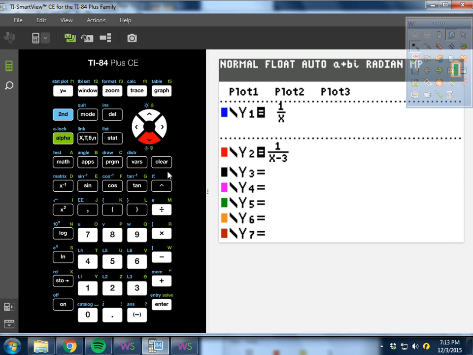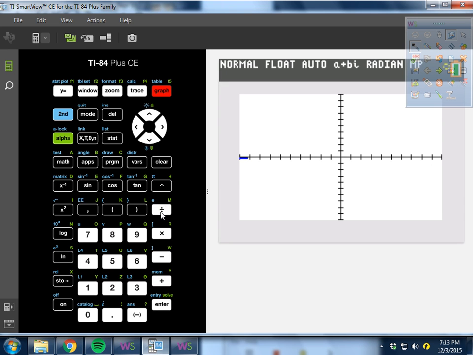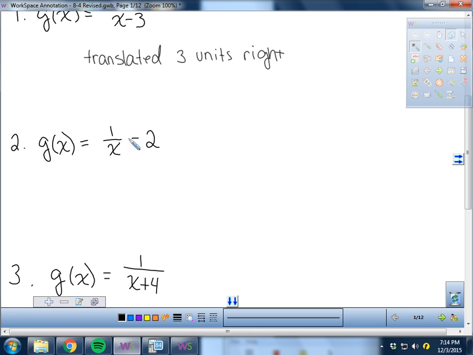So let's take out this bottom one, and let's do 1 over x, and then minus 2. Take a look at that. So here's my first one, my parent graph. Now this one is the same, except now it moved down, and it moved down 2. So what we can infer from this is that if you subtract 2 on the outside, that's going to translate it two units down.